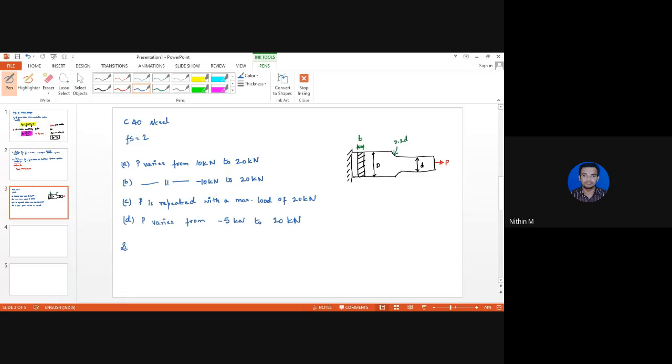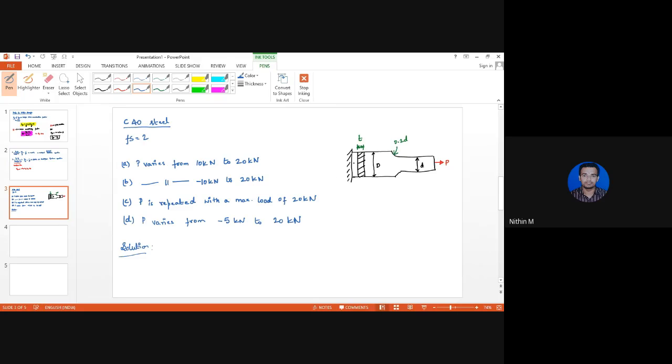Yes, sir. So the first thing that you need to identify, as I was telling you, is the type of material being used. Since the material is C40 steel, it means that it is a ductile material. So we will be using Soderberg's criterion to solve this problem because the material is ductile in nature.